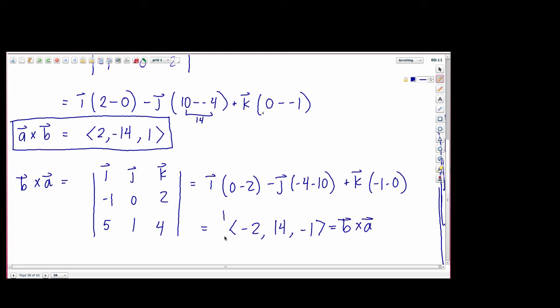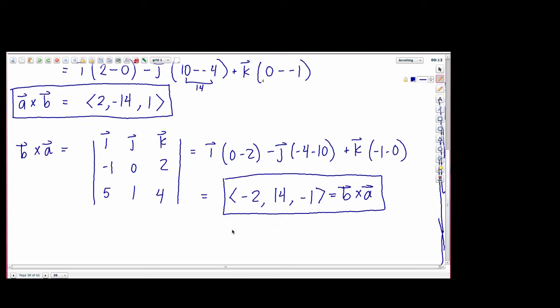So one thing we notice here, and we'll talk more about this, is that B cross A was just the negative, in this case, of A cross B. So B cross A and A cross B were not the same thing. B cross A was negative A cross B.